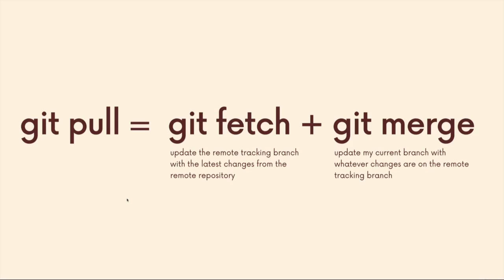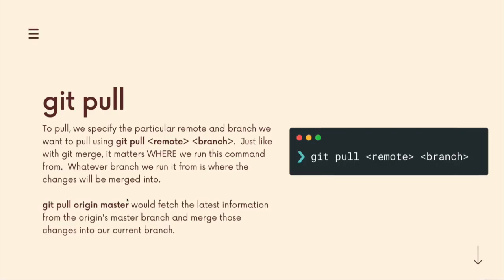But then the second step is to take those changes from the remote tracking branch and merge them in, or update my current branch that I'm on with those new changes. So the syntax looks like this: git pull, and then a remote name and a branch name. What really is important to understand is that where we run git pull from matters. Whatever branch I'm on, that is where the changes will be merged into, where I'm pulling down to.